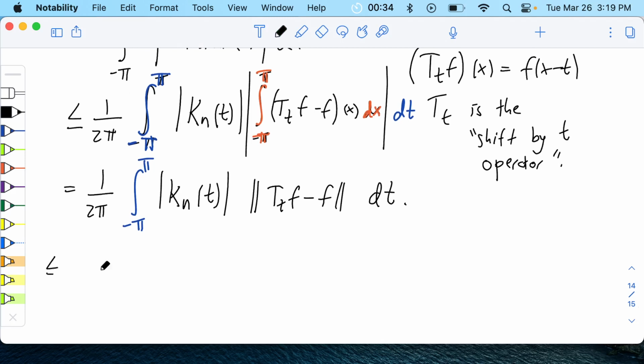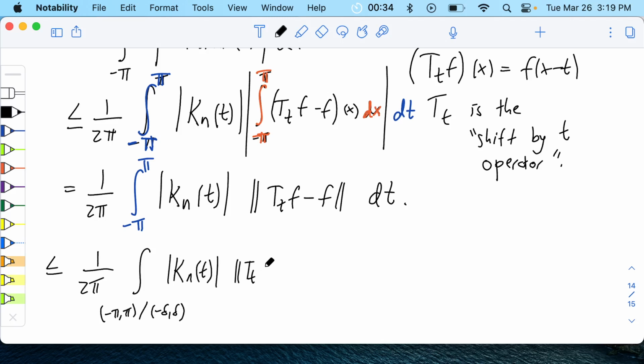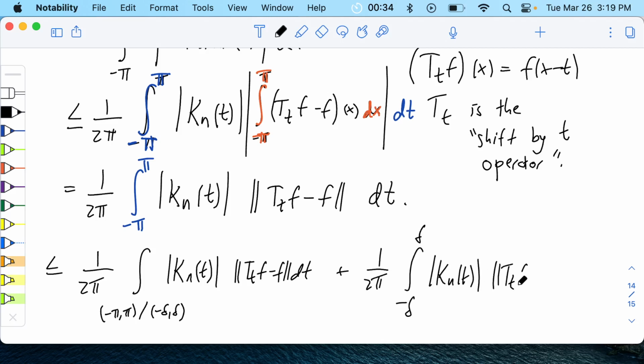So it's going to be less than or equal to 1 over 2 pi. Then I'm going to do the integral from minus pi to pi, but not minus delta to delta, of the same stuff, kn of t, norm of tt of f minus f dt, plus the integral from minus delta to delta of the same stuff. Kn of t, norm of tt of f minus f dt.